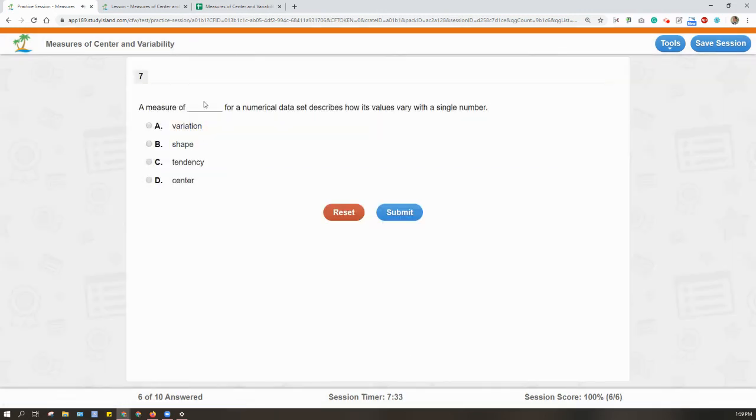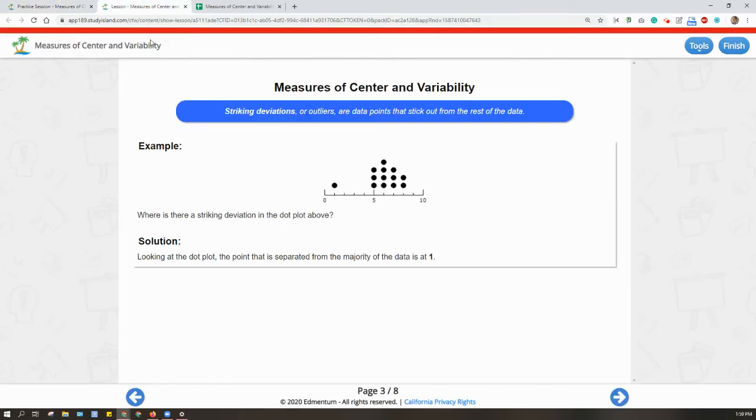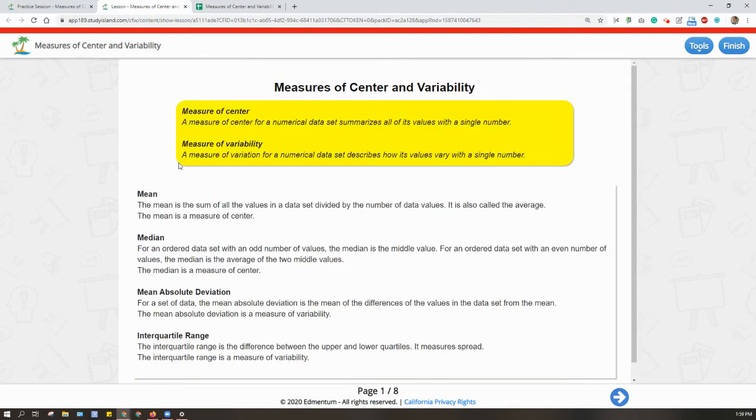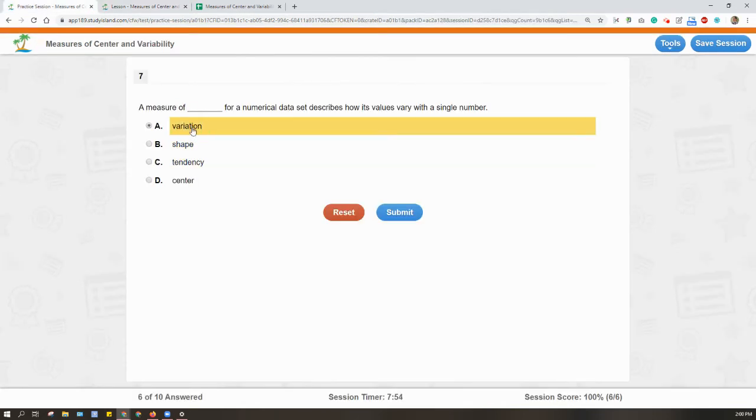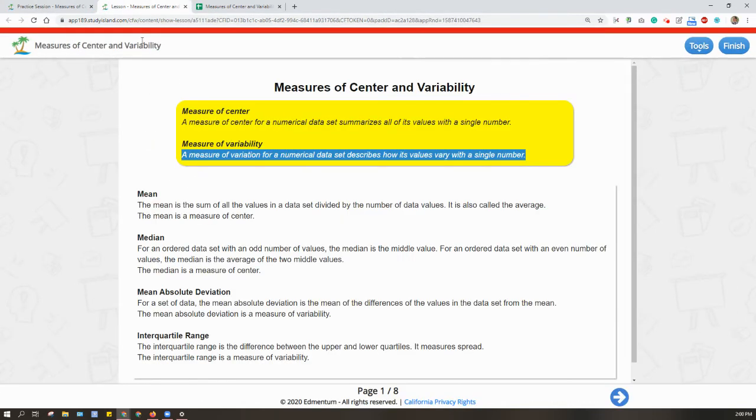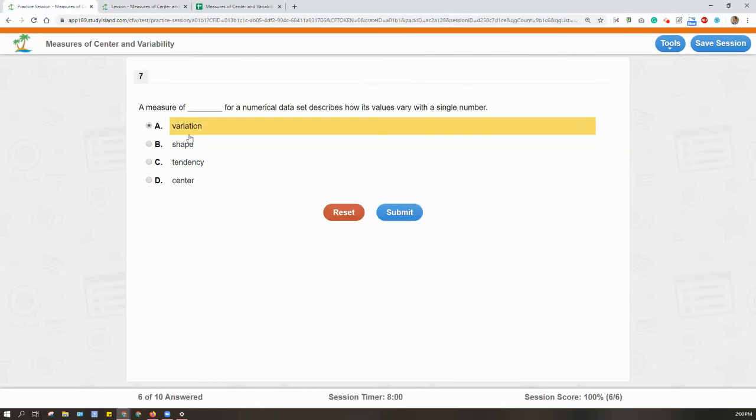Number 7, a measure of blank for a numerical data set describes how its values vary with a single number. That's exactly what the definition for measure of variability says on page 1. A measure of variation for a numerical data set describes how its values vary with a single number. So it's a measure of variability. Variation, variability, kind of synonymous, same word, different parts of speech. So measure of variation, measure of variability still works.